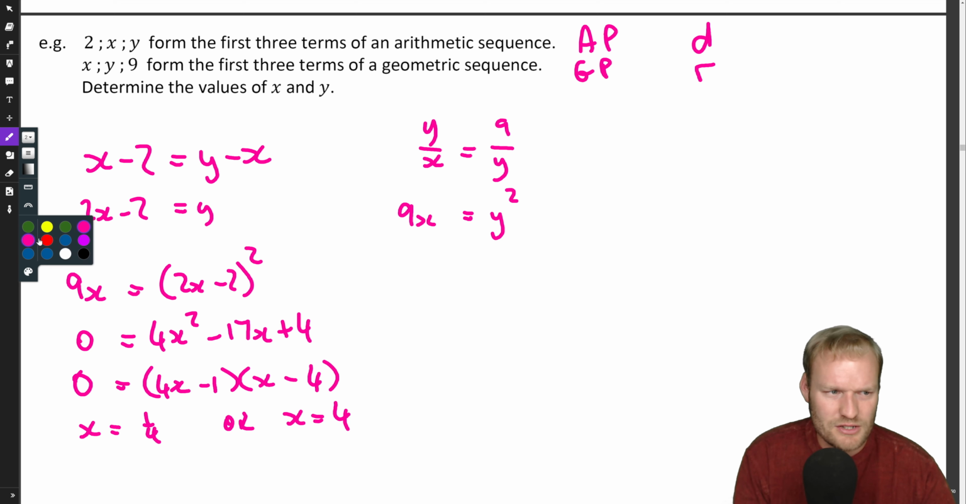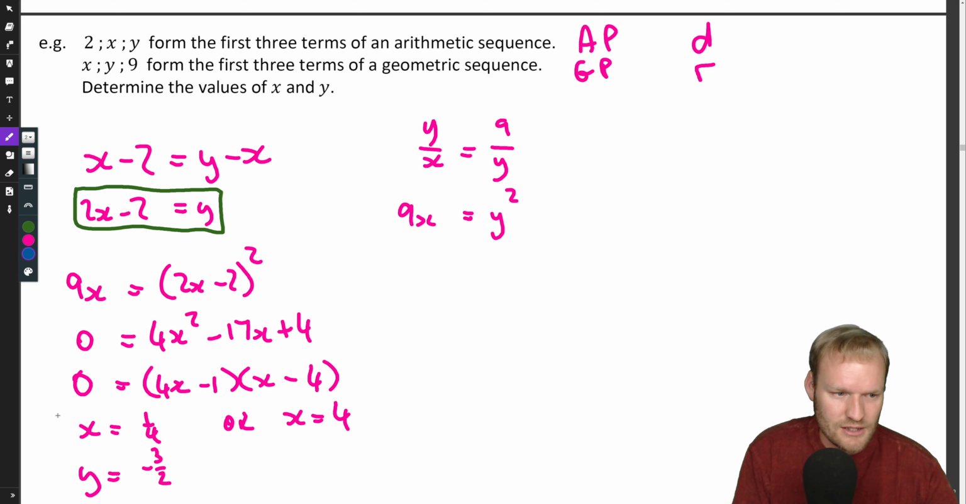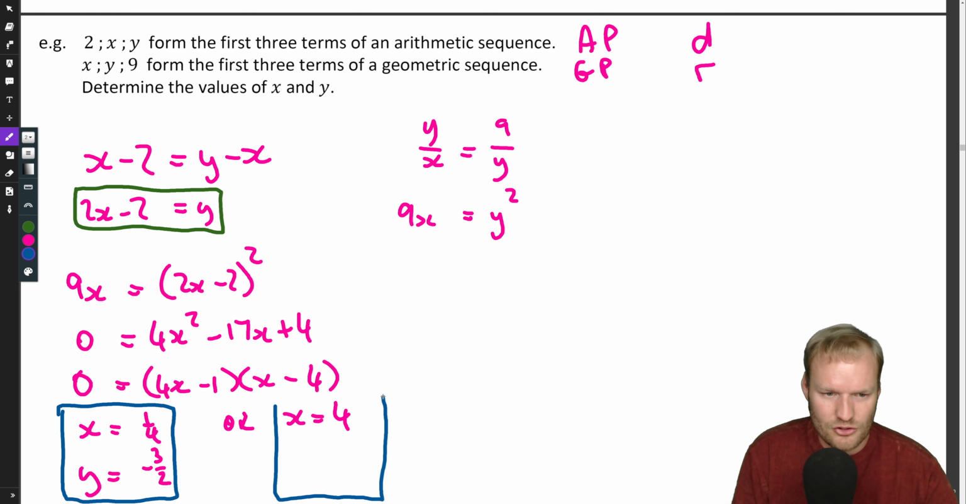And then we can just sub that back into this equation to get our two values of y. But by now, hopefully simultaneous equations are something you're fairly comfortable with. y = -3/2. So there's our first solution, that x and y value. And our second solution is going to be this pair. And that is subbing in y = 2 times 4 - 2, which gives you 6.